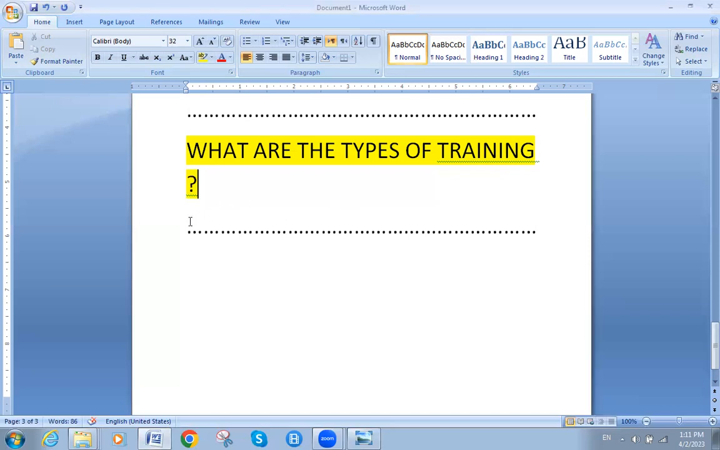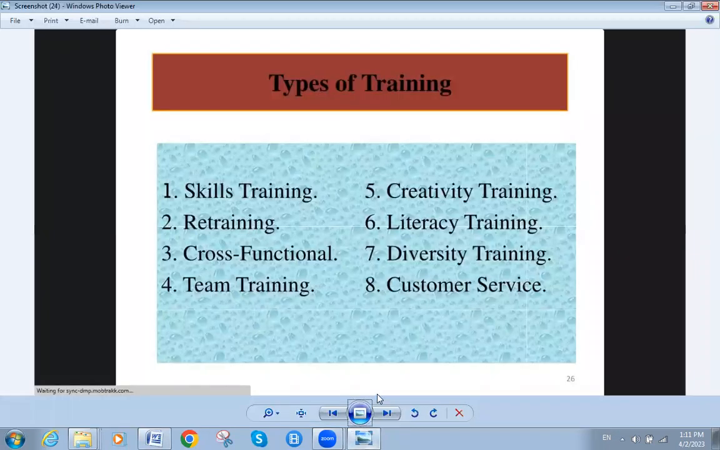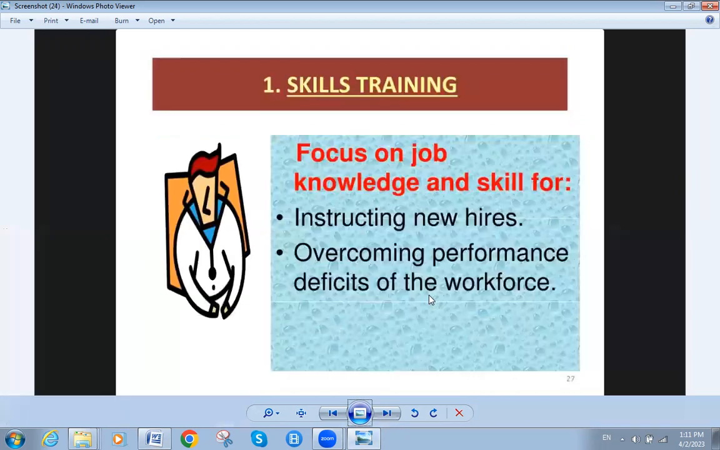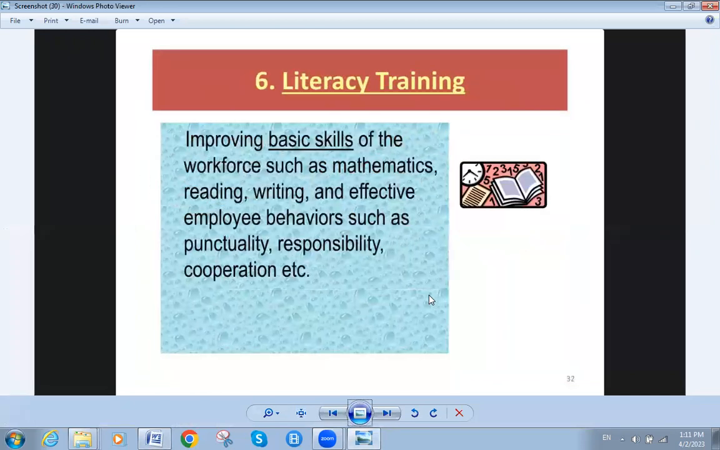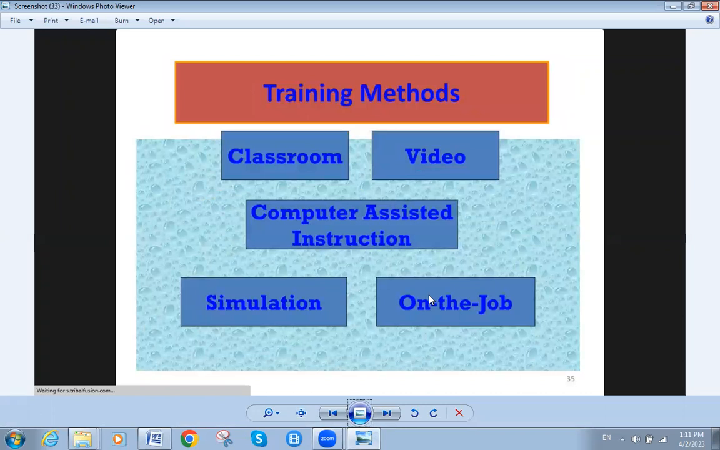Cool, guys. That was the question of what are the types of training, and we will move forward now to another. We said skill training, retraining, cross-functional training, team training, creativity training, literacy training, diversity training, customer service. Those are the types, and we talked about each one of them. We'll move now to the training methods. What are the training methods? Training methods are classroom, videos, computer assisted instruction, simulation, and on the job.